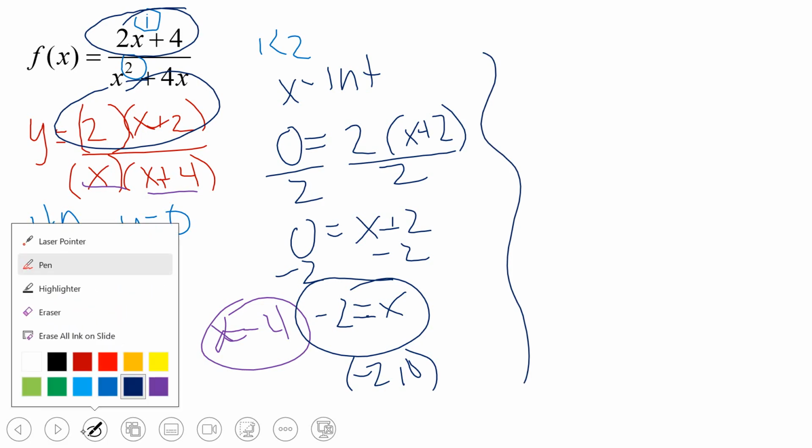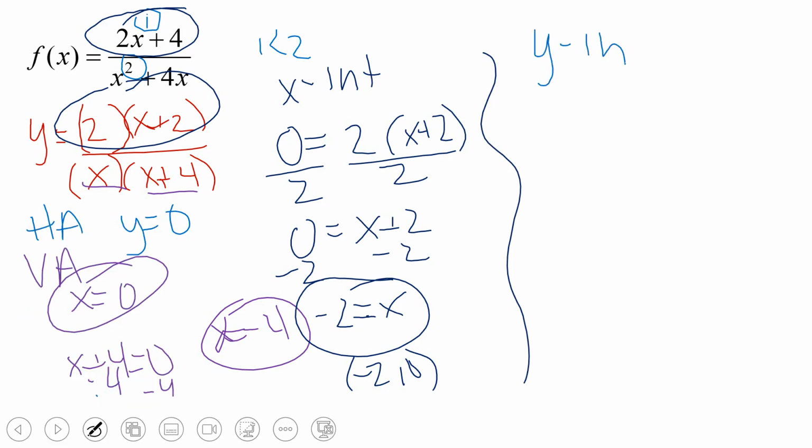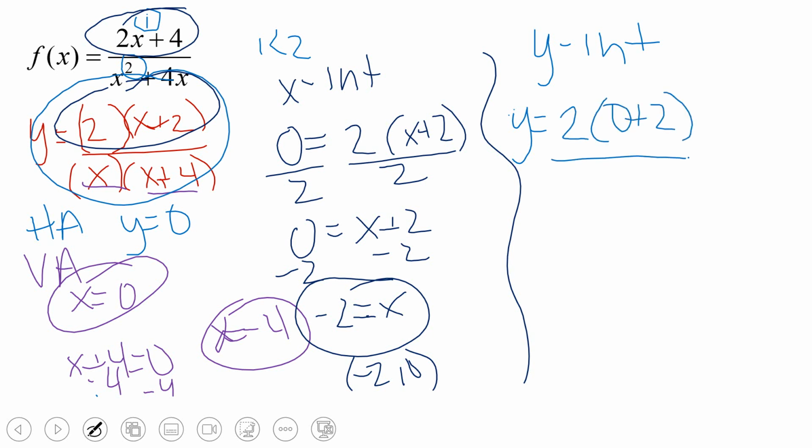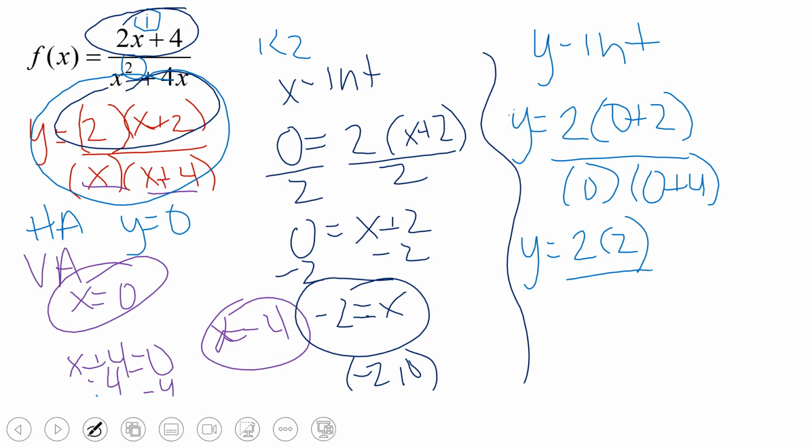How do we determine the y-intercept? To determine the y-intercept, we're going to replace x with 0. So y equals, I prefer this form to do it quicker, but that's just my preference. 0 plus 2 over 0 times 0 plus 4. Oh, it looks like we're in trouble here. So I have 2 times 2, and then 0 times 4. The problem is we can never have 0 on the bottom. So in this particular case, it looks like there is no y-intercept.